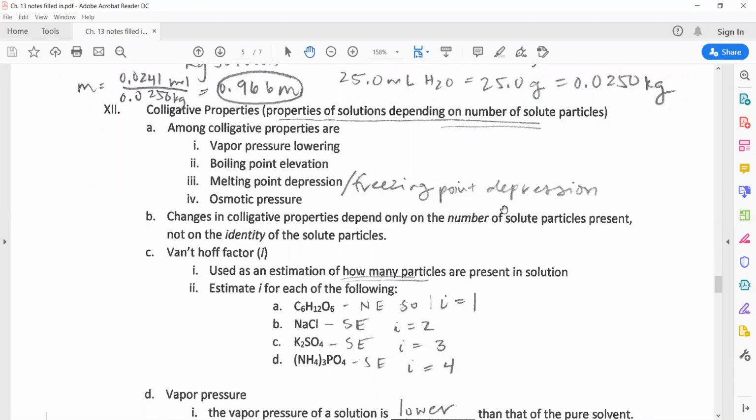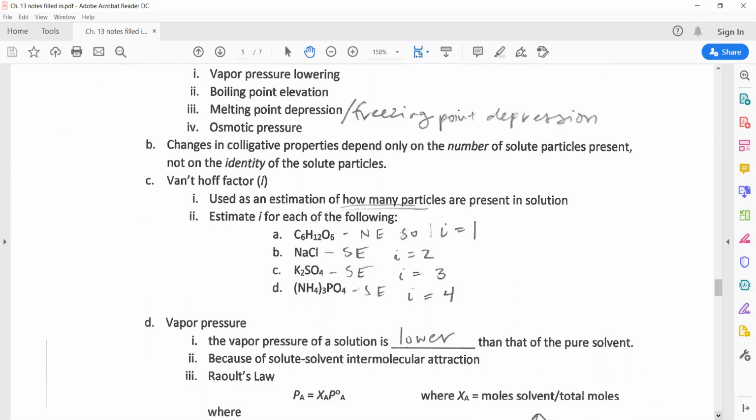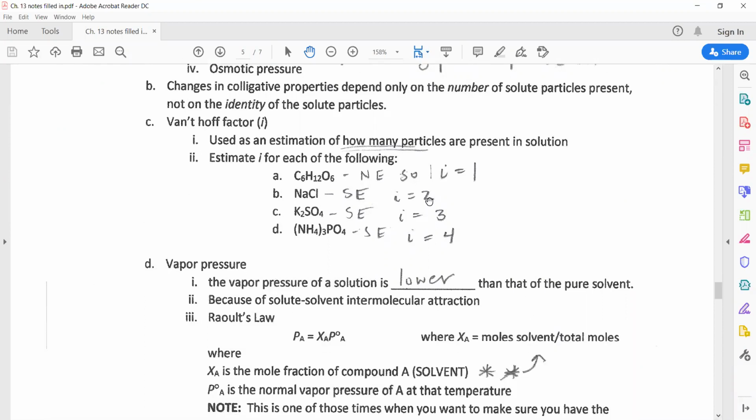These changes only depend on the number of the solute particles, not the identity. So the more ions or the more particles present, the greater the change. So we have to understand this little i value, which is called the van't Hoff factor. What it's telling us is just when a substance is dissolved, how many particles are you getting? So really it comes back to, are you a strong, weak, or non-electrolyte?